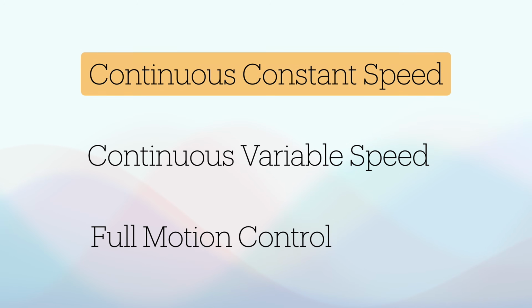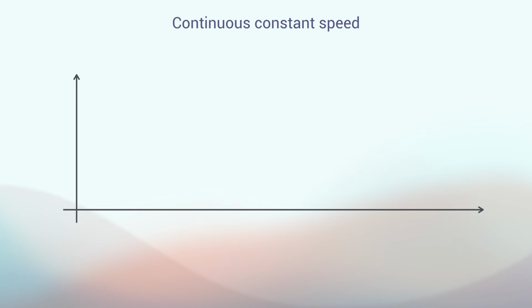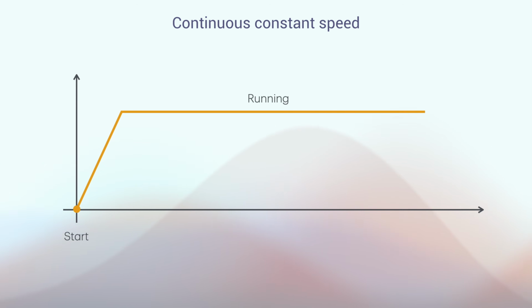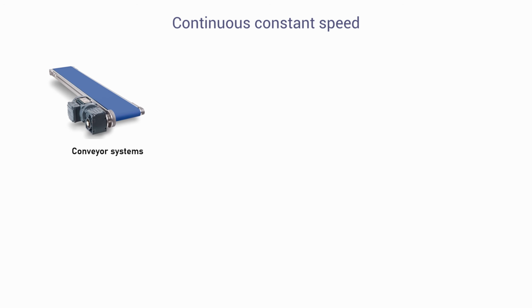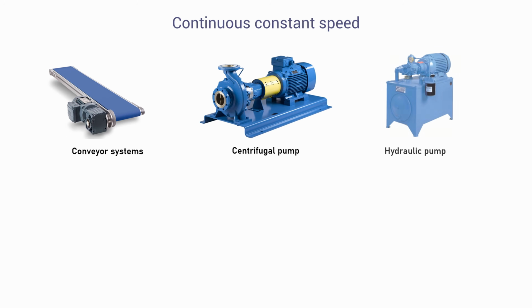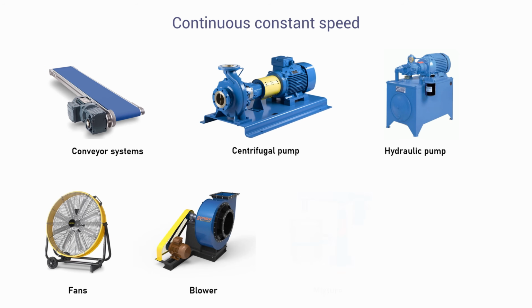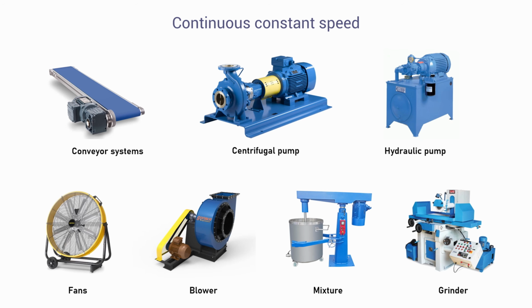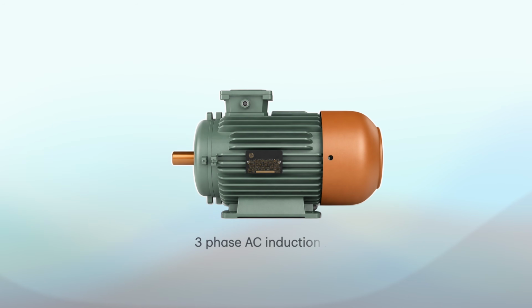To understand it better, we can categorize industrial applications into 3 main categories. First is continuous, constant speed applications. In these applications, the requirement is just to start the machine, run continuously at a speed, and at the end, stop. There is no need for speed variations or precise speed control, such as belt conveyors, centrifugal pumps, hydraulic pumps, fans, blowers, mixers, and grinders. In these applications, our first choice should generally be a 3-phase AC induction motor.